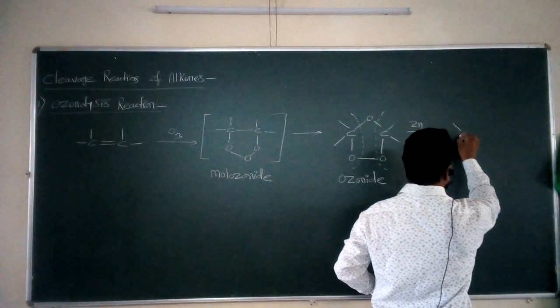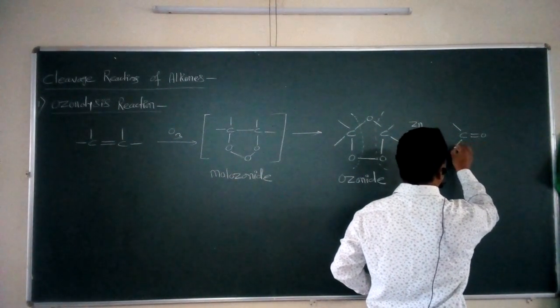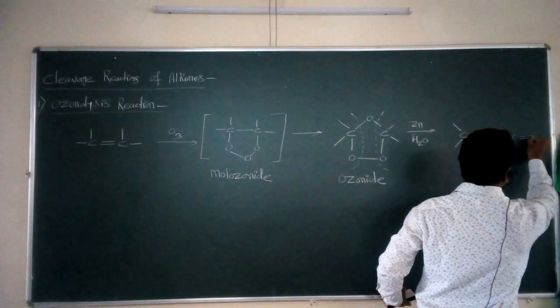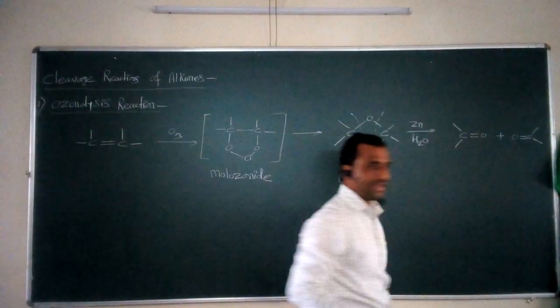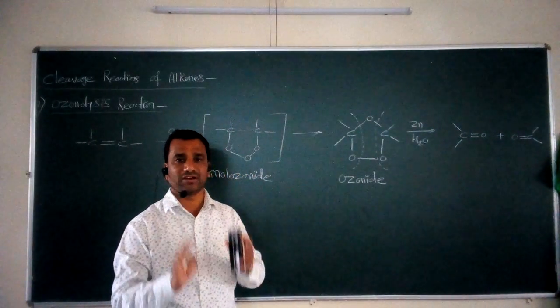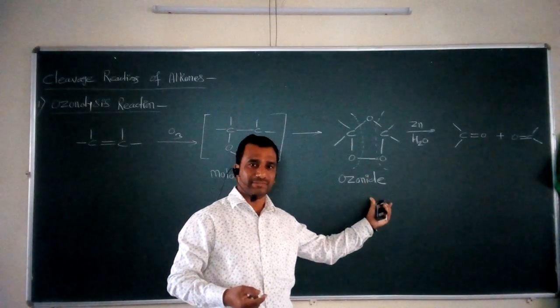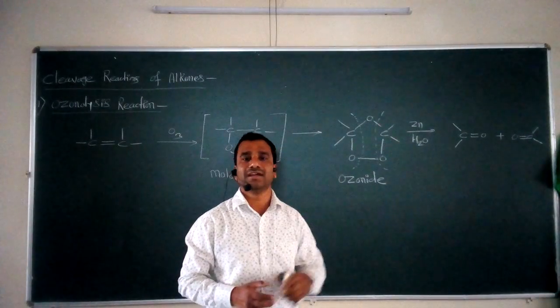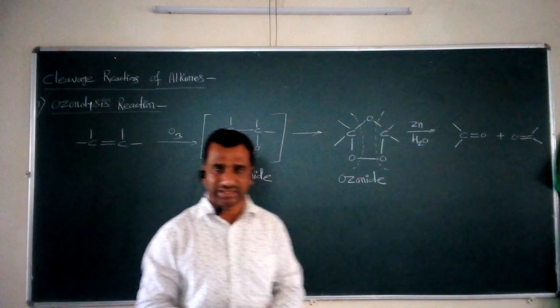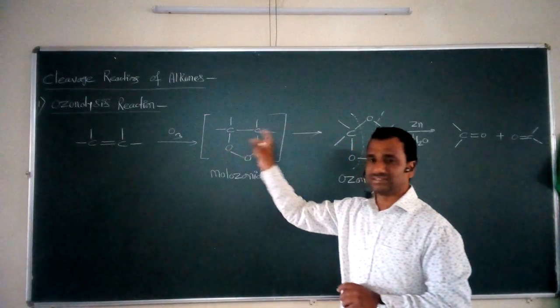So after such breaking of the ozonide, we get two different molecules: one is C double bond O, and the second is again C double bond O. So we can say that two different carbonyl compounds can be obtained after the breaking or degradation of this ozonide by the interaction with zinc and H2O. So this is a very simple type of cleavage reaction given by alkenes, called the ozonolysis reaction.